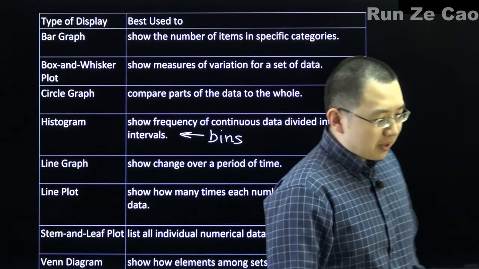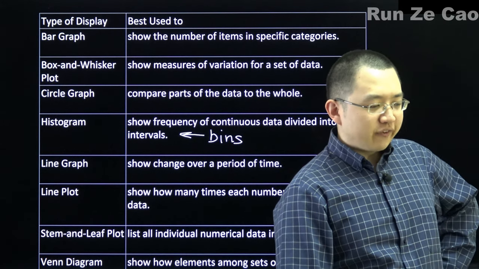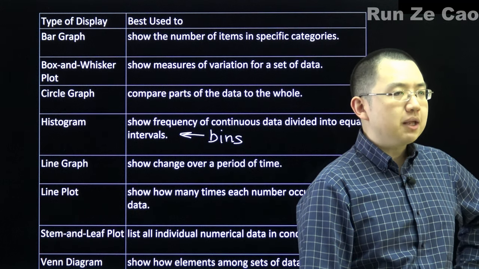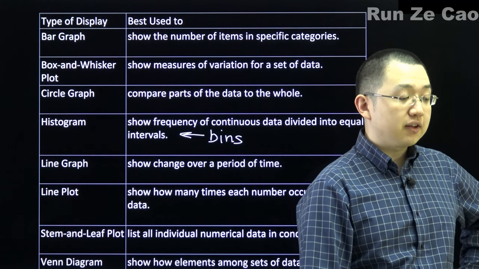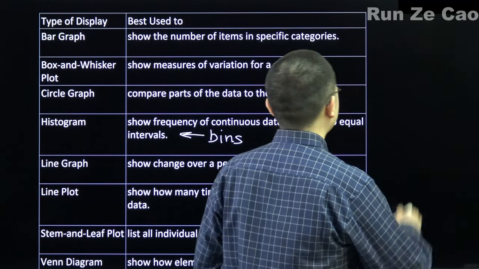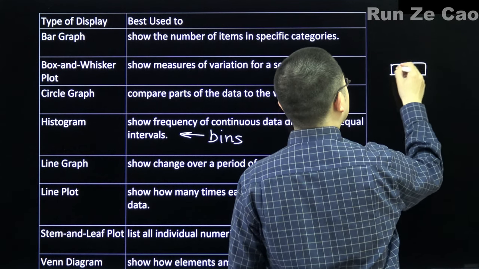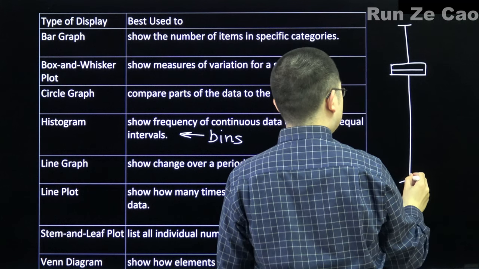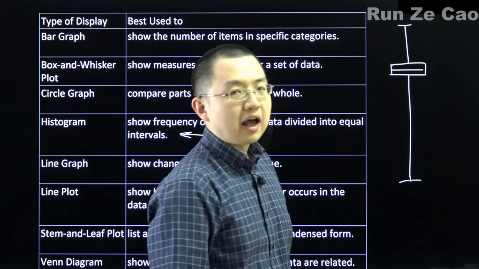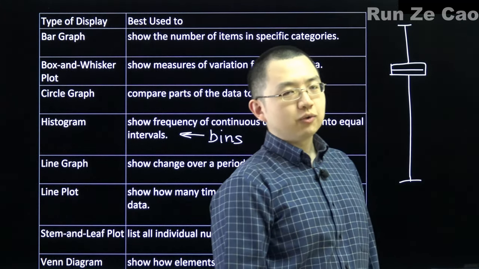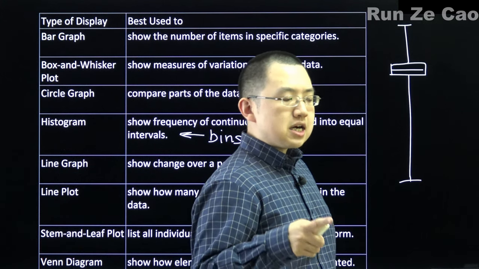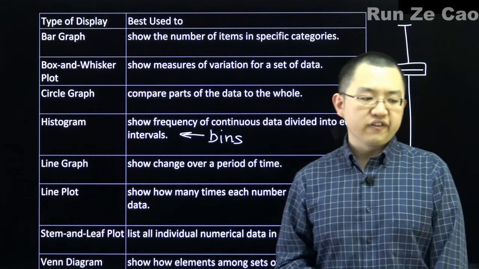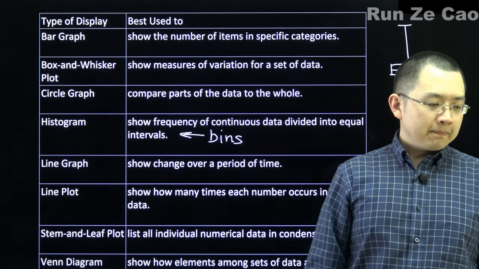A box and whisker plot shows measures of variation for a set of data. Please note that in many places, like in a lot of scientific studies I've seen, graphs have box and whisker plots that look like this. So yeah, sometimes there's no such thing as an outlier when you're doing a box and whisker plot, depending on the specific requirements of your field of study.